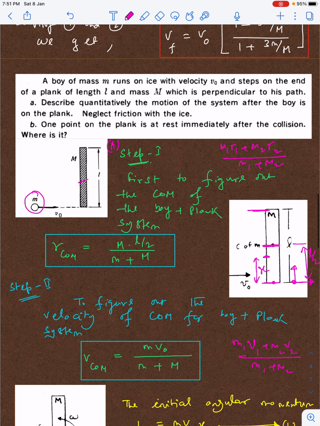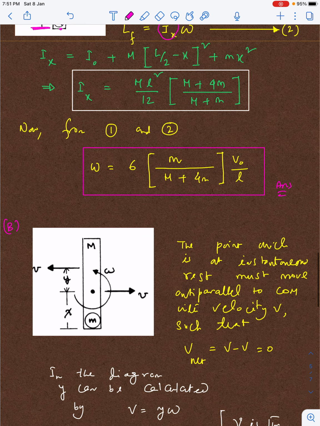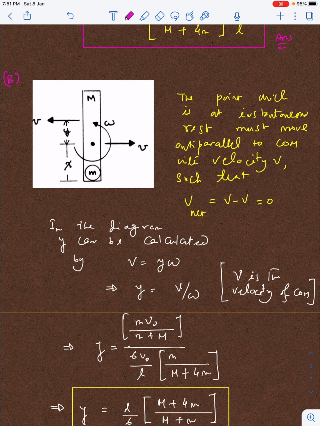In part 2, they are asking that one point on the plank is at rest immediately after the collision. Where is that point? So if I have to figure out which point is at rest, I have written this line here. The point which is at instantaneous rest must move anti-parallel to center of mass with velocity v such that v net becomes 0. So it's a very, very interesting point. If you want that point to be at instantaneous rest, the center of mass of the system has a certain velocity. Now that particular point where we are trying to figure out the zero velocity must move with the equal velocity in anti-parallel direction.